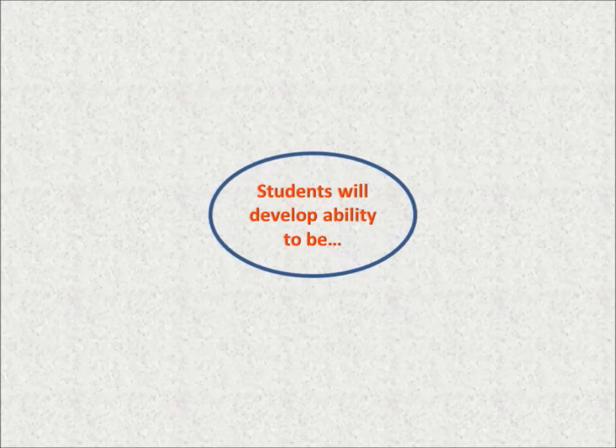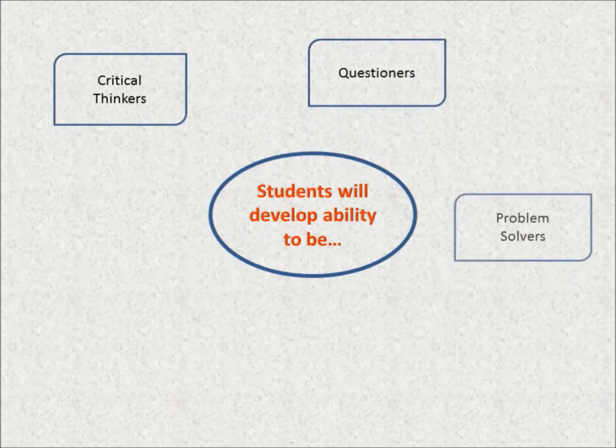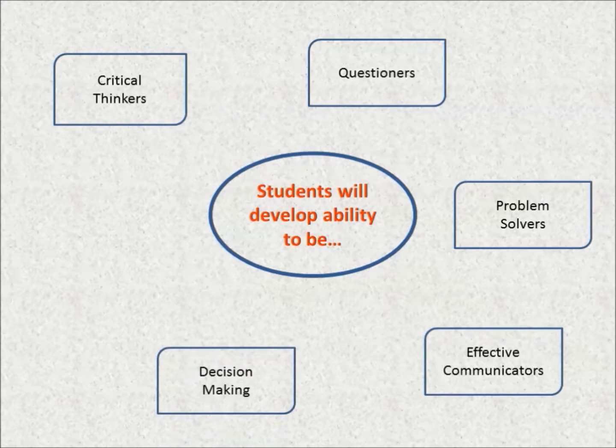Students studying through humanities and social sciences will develop the ability to be critical thinkers, questioners, problem solvers, effective communicators, and lastly, to be able to make decisions and adapt to change.